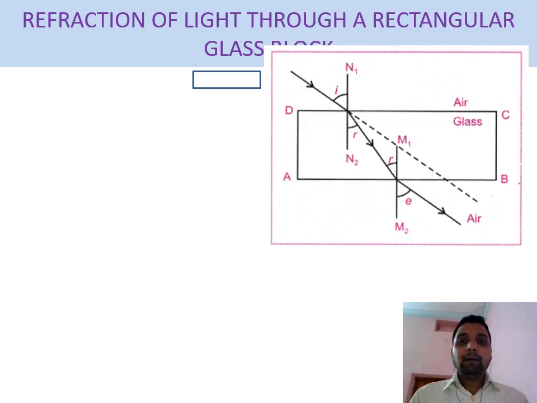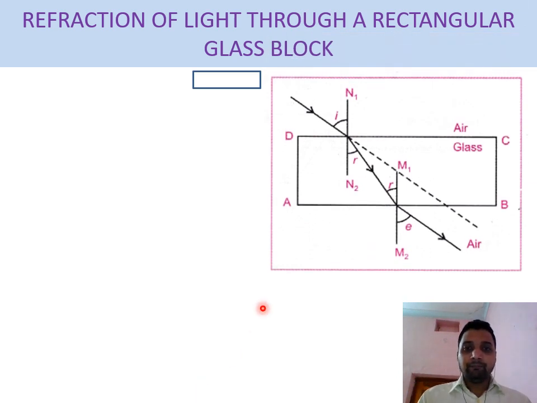Whenever light rays pass from air, here it is the air, and A, B, C, D is the glass block. After passing through the glass, it will again come to air. That means both sides are air, and in the middle we have the glass, a denser medium where the speed of light is less. Now the ray of light is incident from a source to the boundary of air and glass. When it passes from air to glass, refraction occurs. It is the first refraction, with angle of incidence I and angle of refraction R.